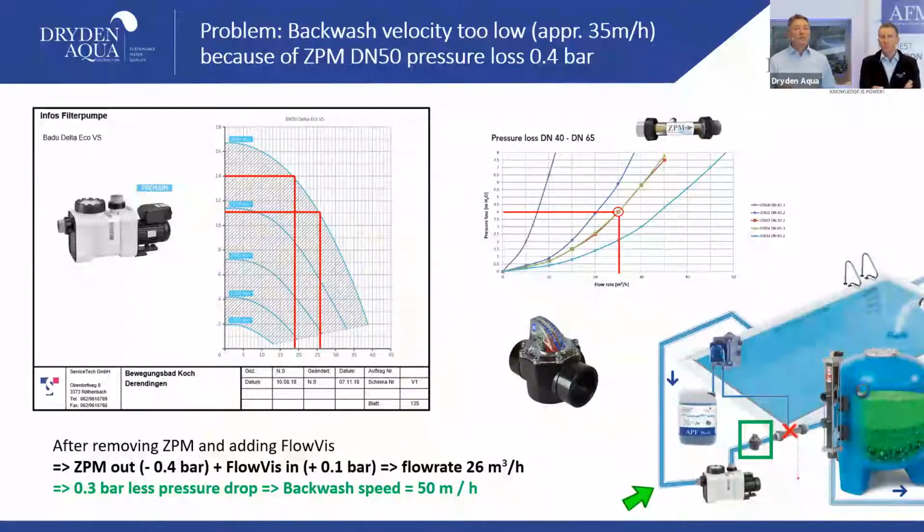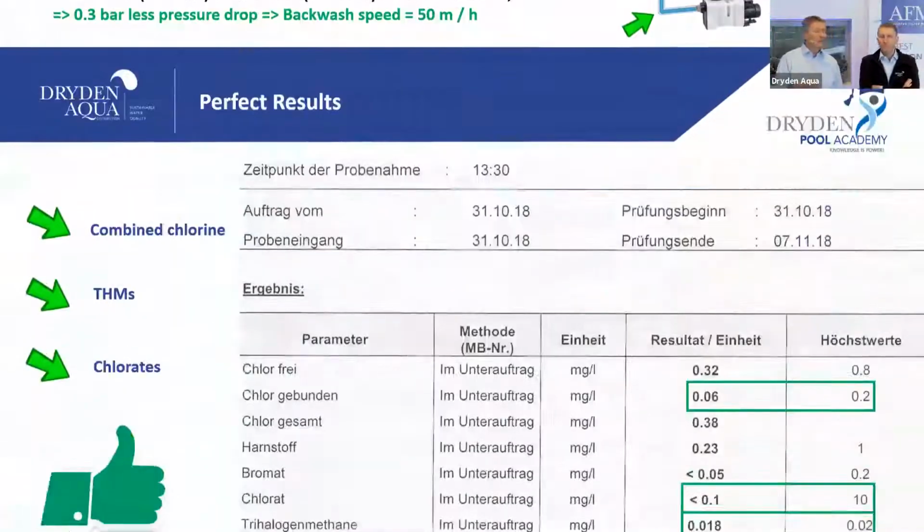And this brought us to a new backwash curve. You know, before we had really a resistance in backwashing, and of course we only found it out by Flowys, of 40 meters. And this was only 18 cubic meters per hour. Then we dropped by 400 by reducing the CPM. We increased by 100 millibar by installing the Flowys. And now we are on 26. So we are right.